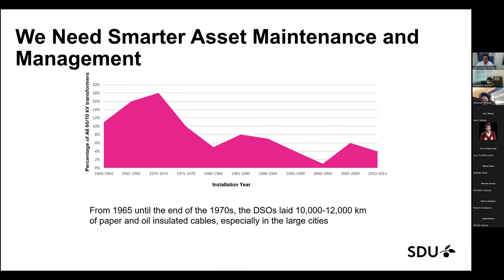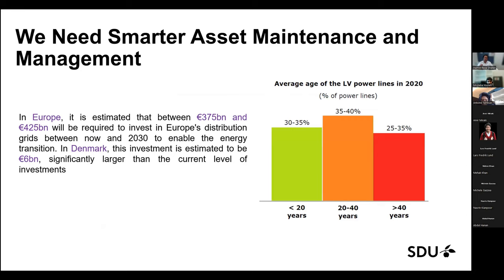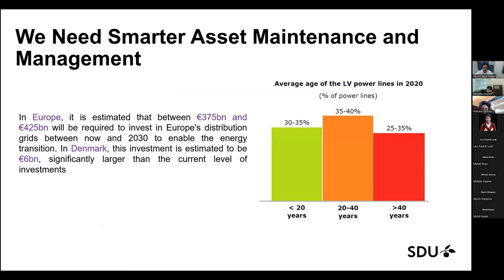So, giving you another example of this kind, but on a European scale, is low voltage power lines in Europe. Denmark is not the only country that has this problem. If you look at the European lines, you also see that 25 to 35% of the lines are more than 40 years old.